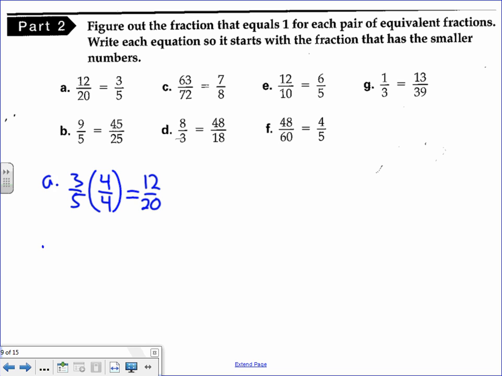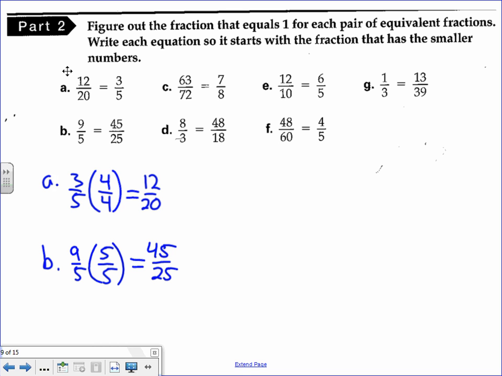So for B, start with the fraction that has the smaller numbers, so that would be the 9/5. I'm going to do my parentheses for the fraction that equals 1, and it's 45/25. So I'm trying to figure out what fraction do I multiply 9/5 by to get 45/25. Well, 9 times 5 is 45. 5 times 5 is 25. So 5/5 would be the fraction that equals 1. Okay, so you should be able to go ahead and finish C, D, E, F, and G.